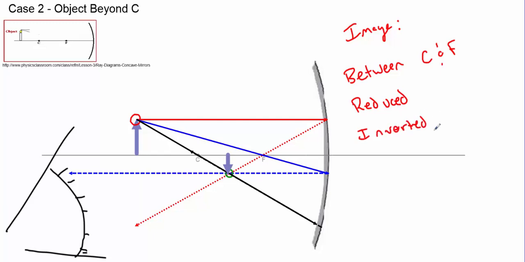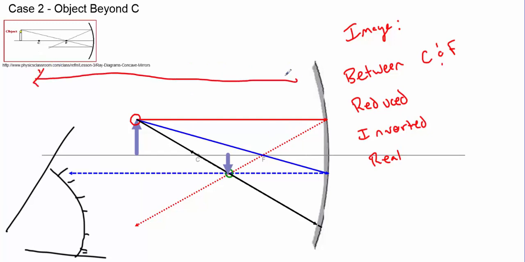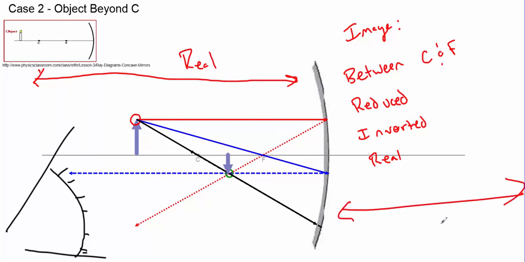And for two reasons. Because it's inverted, it's definitely real. And also because it's on the light side of the mirror. It's over here. This whole area, for all of the cases, anywhere there's light is the real side. And if the image is found somewhere back here, it's the virtual side. So since this one's located over here, it's definitely real.